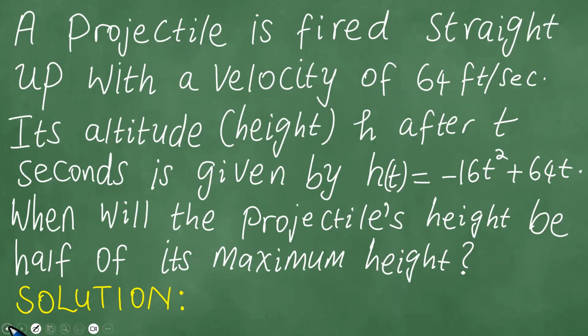So if you look at this question, they say this projectile is fired straight up with a velocity of 64 feet per second, that is the initial velocity. Its altitude height after t seconds is given by this. When will the projectile's height be half of its maximum height? So we're looking for when the projectile's height will be half of its maximum height.